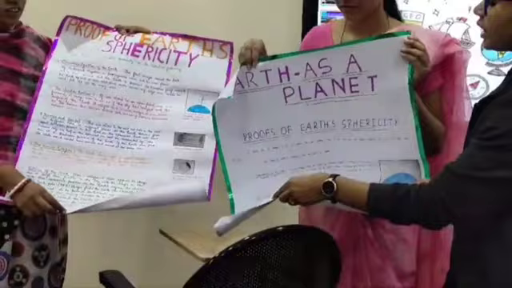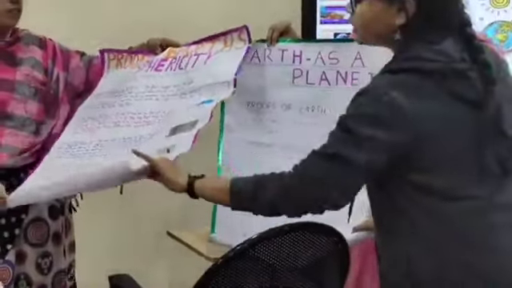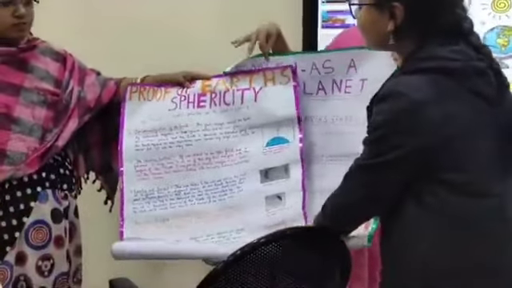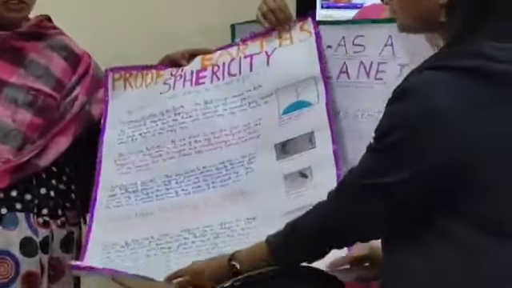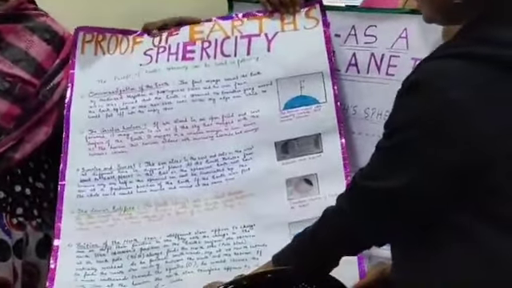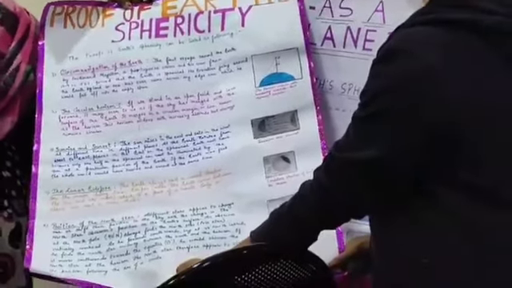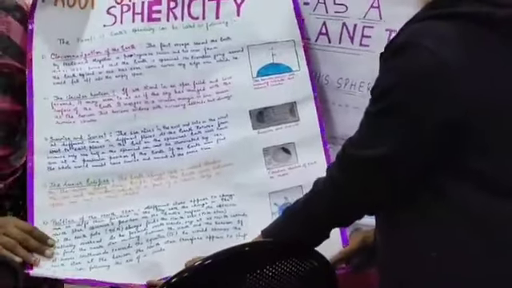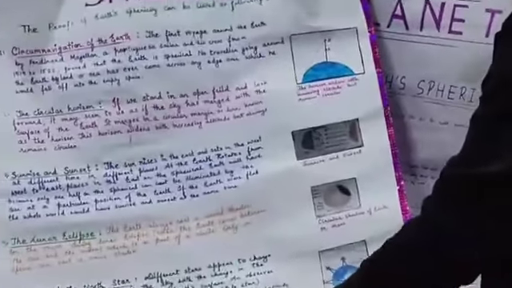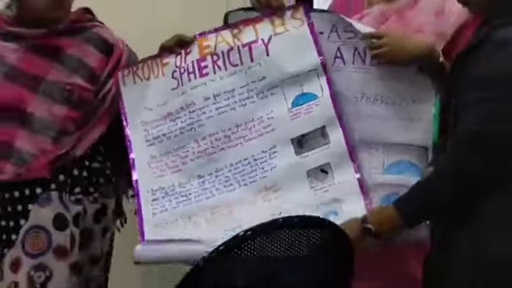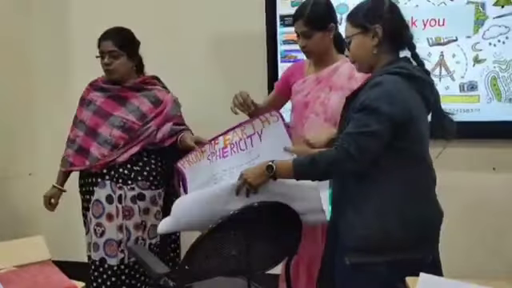This is another chapter, by which we are able to tell them that our Earth is not circular but spherical in shape, more or less like a sphere. We can demonstrate from this chart the different shapes of the Earth and the proofs of the Earth's sphericity. We have so many charts also.